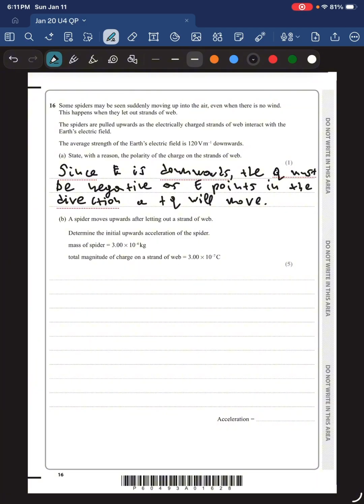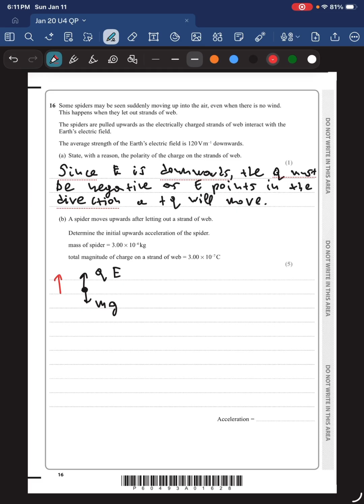Okay, question B. A spider moves upwards after letting out a strand of web. Determine the initial upwards acceleration of the spider. And they give you the mass of the spider and the total magnitude of charge on a strand of web, okay? So what are the forces on the spider? If this is the spider, it has its weight pulling it downwards, and then it has an upwards force, Q times E, right? So Q times E. And since it moves upwards, this is the direction of the acceleration.